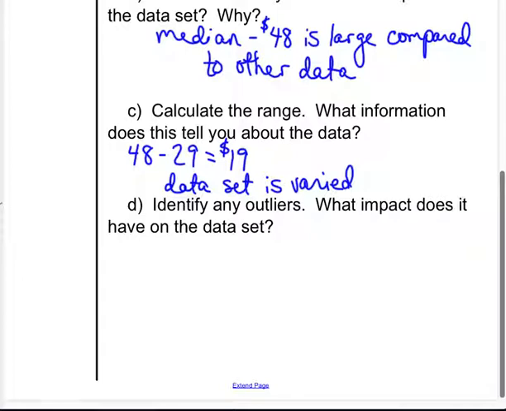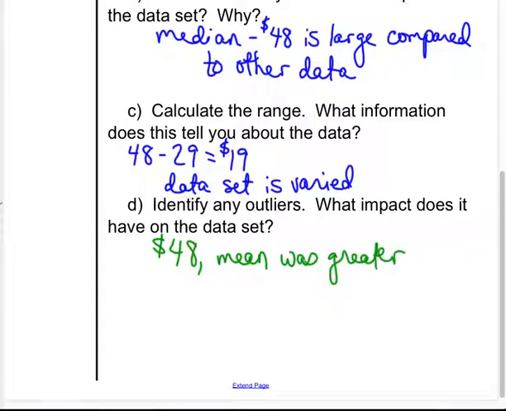Now there's no set number that means it's a large range versus a small range because you have to interpret it in terms of what the data represents. And then D, any outliers, and we did talk about that $48 was quite a bit larger than the rest of the data set. And we noticed the impact on the mean was greater.